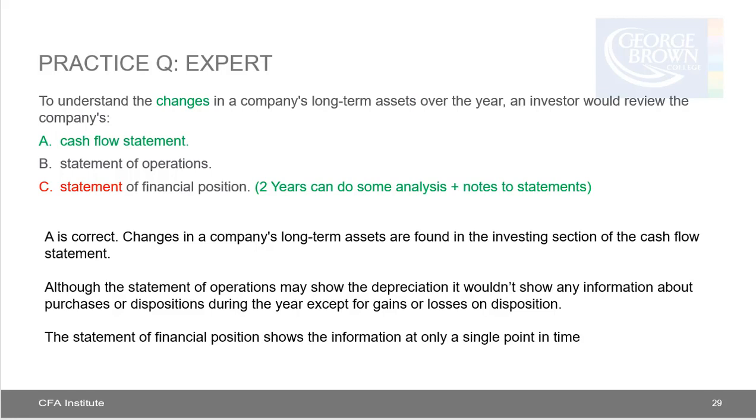So changes in the company's long-term assets are found in the investing section of the cash flow statement. We saw that for ABC Company. They invested 90 million in new plant, property, and equipment, okay? Now, the only thing you might have thought is statement of operations, that's the income statement. That shows the depreciation expense, but it's not showing any information about purchases or dispositions during the year, maybe unless there were gains or losses on the disposition.